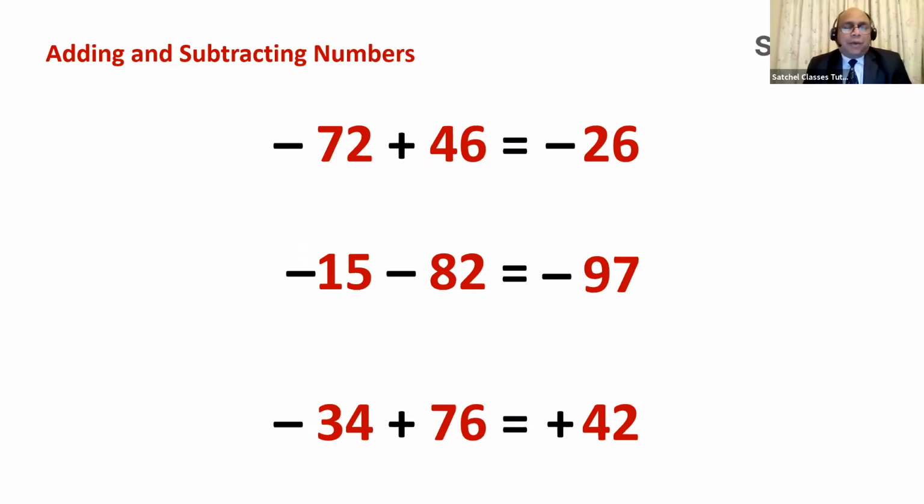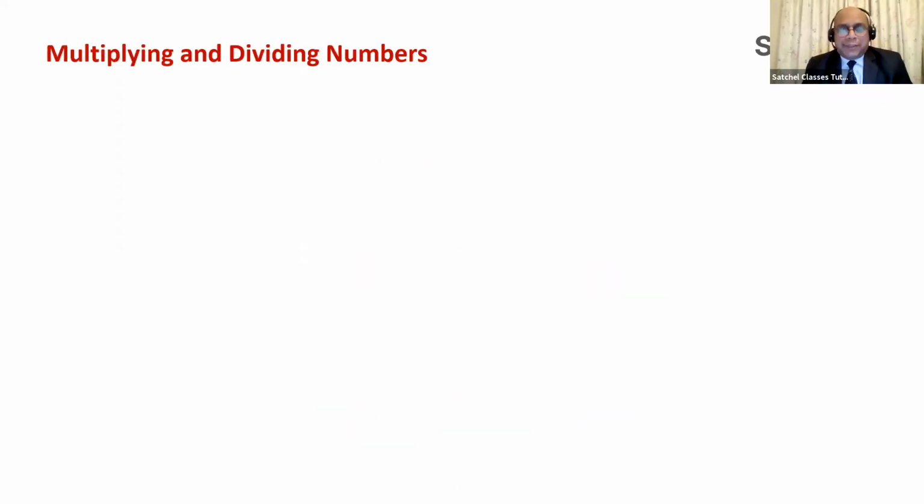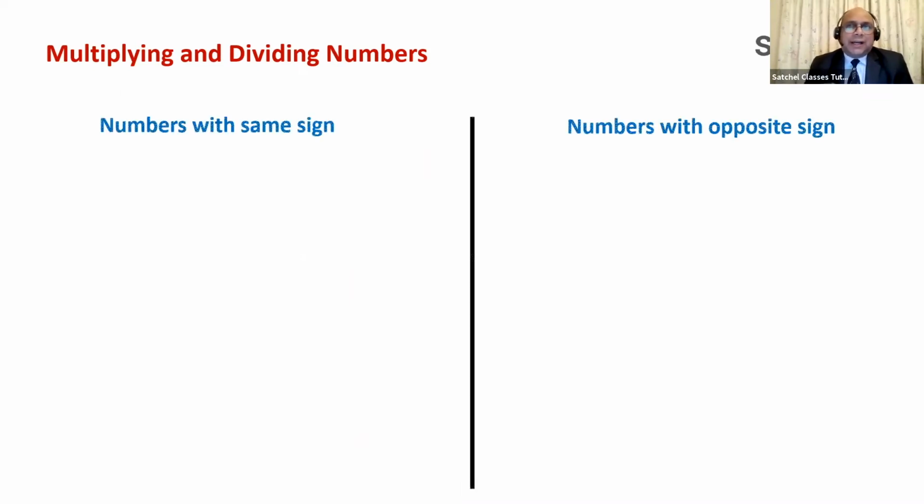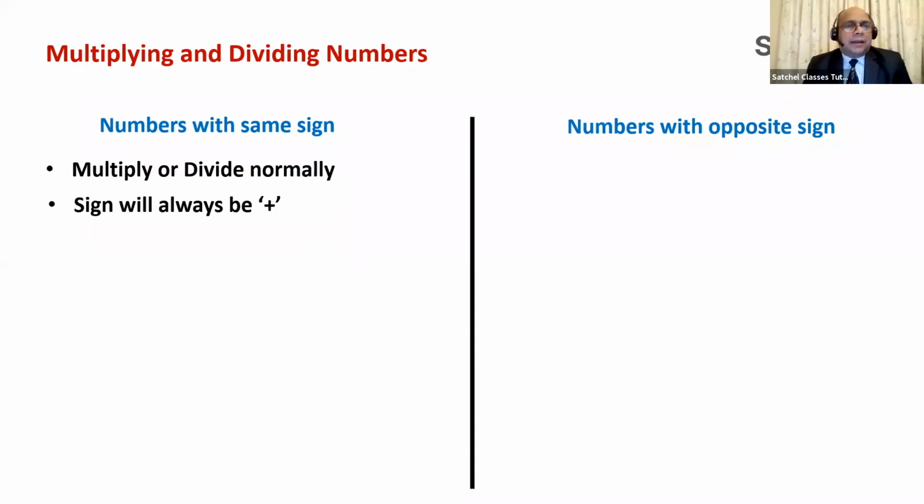Right, now what about multiplying and dividing numbers? Now these are very simple rules. You will understand this within no time. Once again, we have two different rules, one for numbers with the same sign and the other one for numbers having opposite signs. If the numbers have the same sign, you multiply and divide their magnitudes, their values normally, and your sign will always be positive in this case.